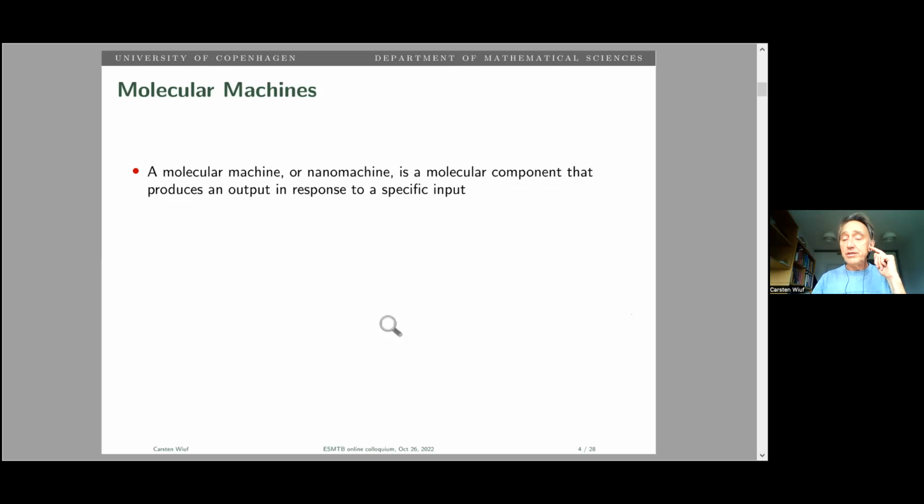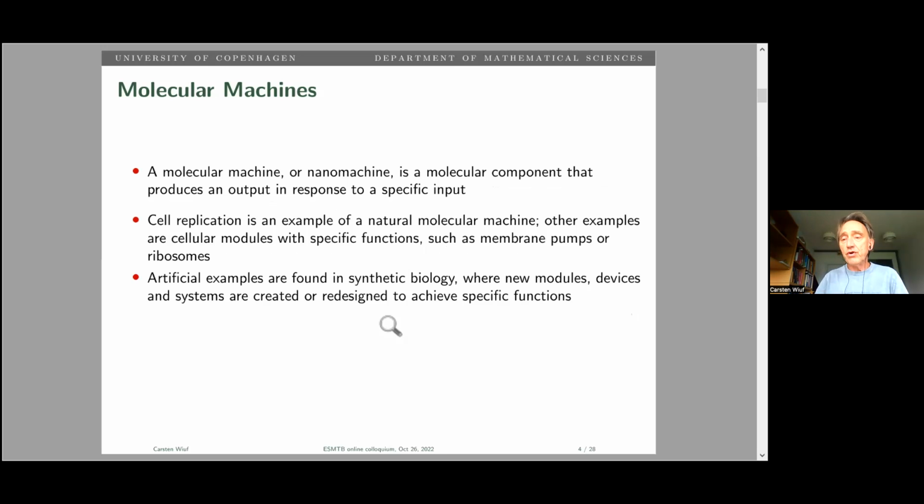So molecular machines. A molecular machine or nanomachine is a molecular component that produces an output in response to an input. There are many such examples, many natural examples. For example, cell replication could be seen as a molecular machine. One cell replicates and becomes two cells, or it could be something at a smaller scale, perhaps just membrane pumps pumping some molecule from one side of the membrane to the other. So in nature, you would find many such molecular machines.